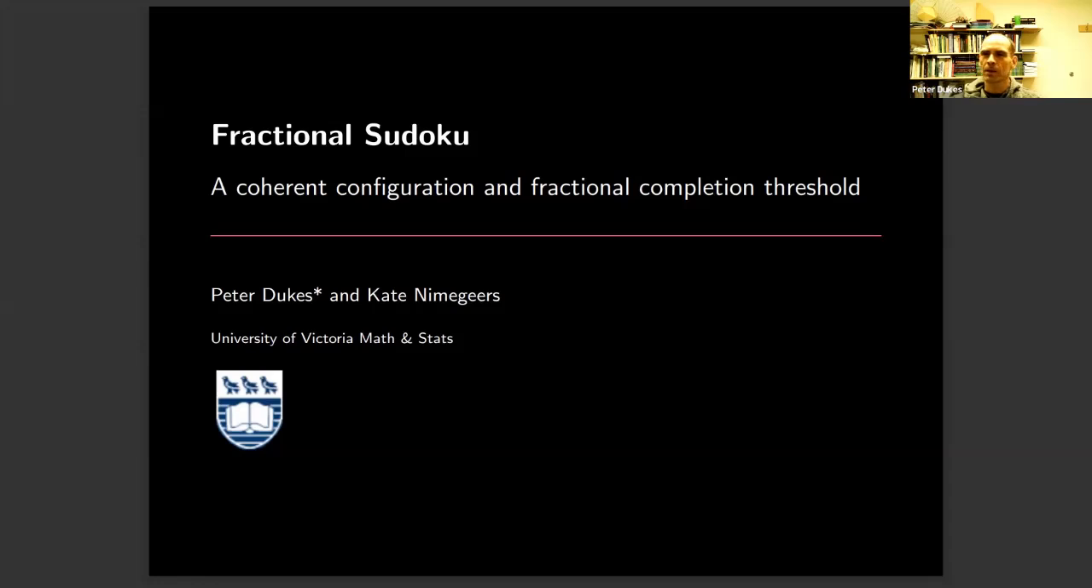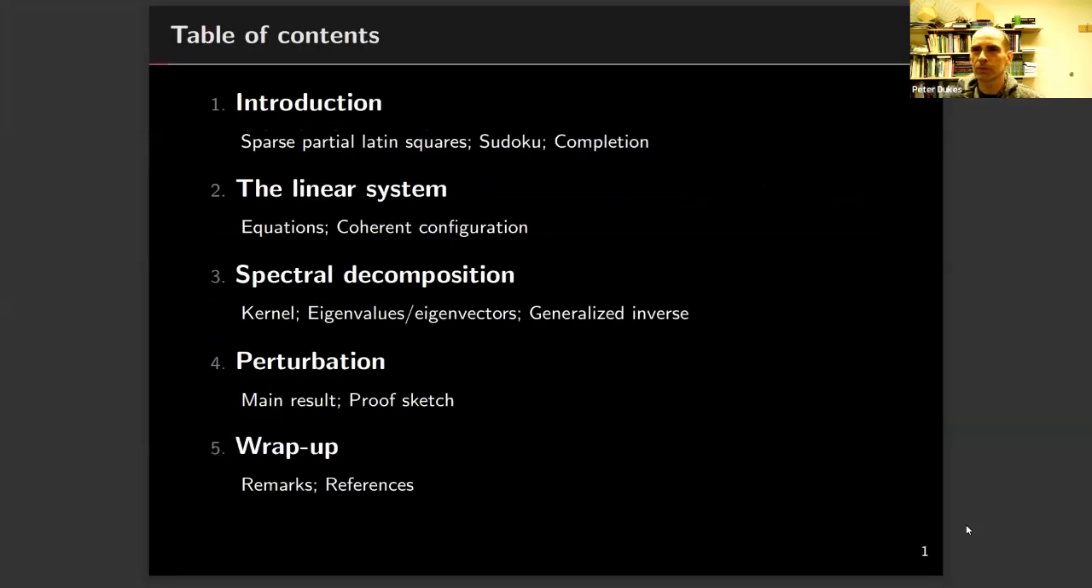So let's get started with just an overview of what we'll be doing. So first, just an introduction to the notion of partial Latin squares, which is maybe the precursor to Sudoku from at least a mathematical point of view. We'll tell you about sparsity conditions that we need in order to guarantee that we can always complete such things, that is, to solve the puzzle.